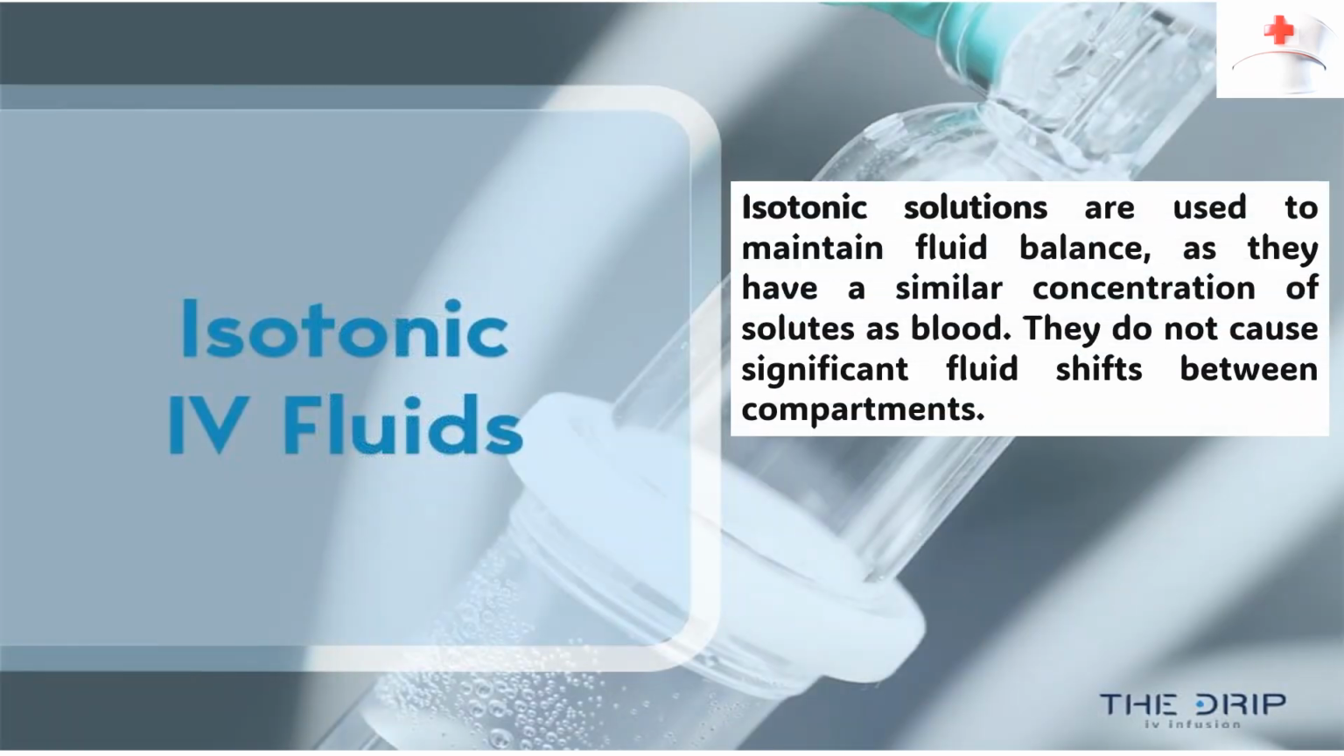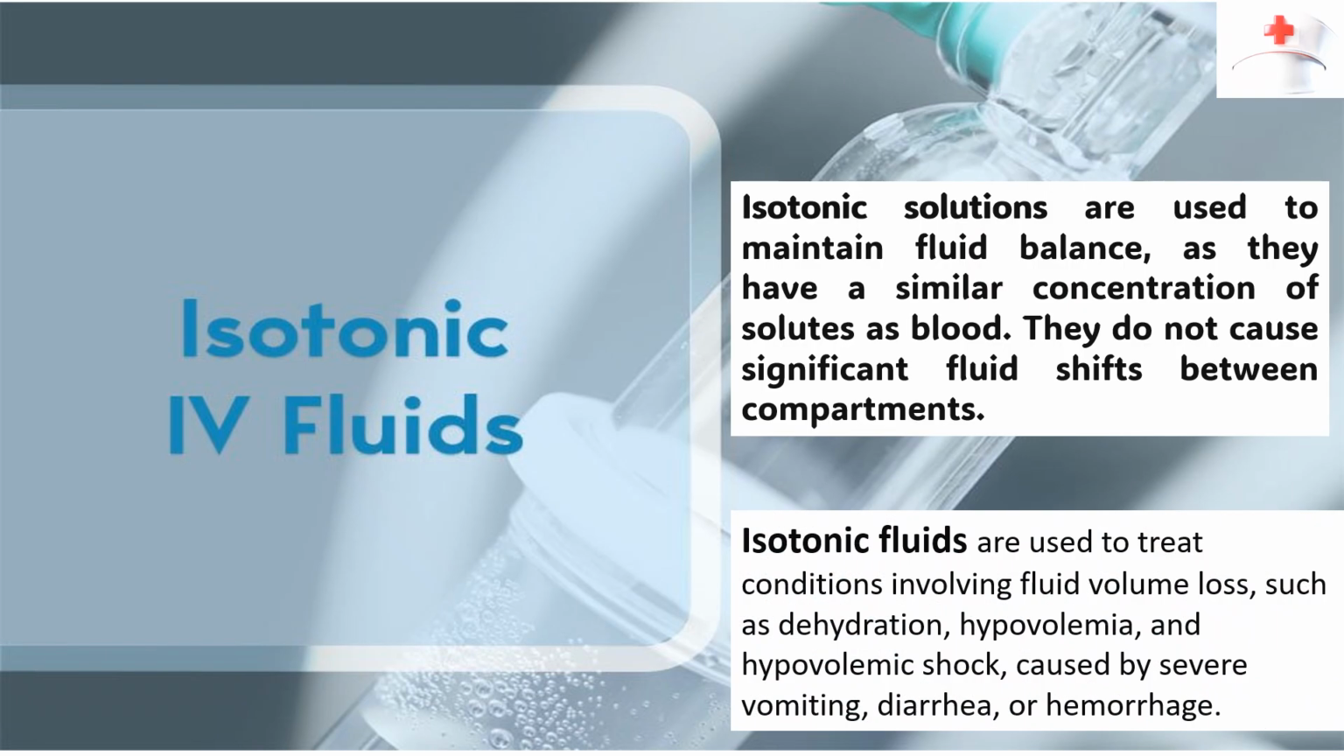Next are the isotonic solutions, which are used to maintain fluid balance as they have a similar concentration of solutes as blood. They do not cause significant fluid shifts between compartments. Isotonic fluids are used to treat conditions involving fluid volume loss, such as dehydration, hypovolemia, and hypovolemic shock caused by severe vomiting, diarrhea, or hemorrhage.